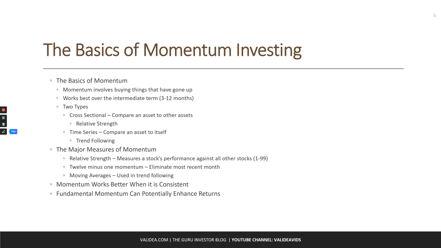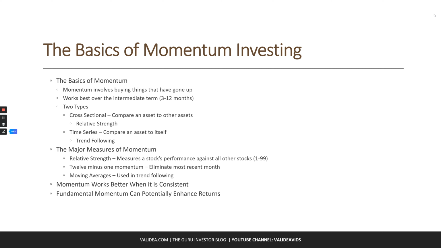There are several common ways to measure momentum. For cross-sectional momentum, the most popular is relative strength. This measures a stock's performance against all other stocks and assigns a score of 1 to 99 based on how well it has performed, with 99 being the highest score.